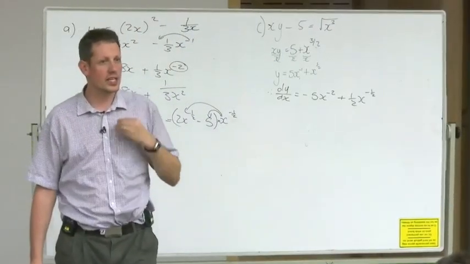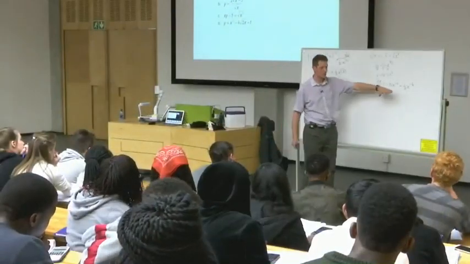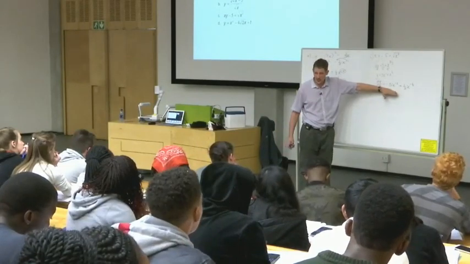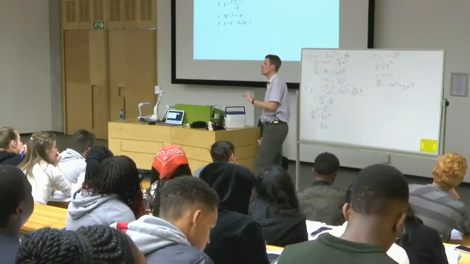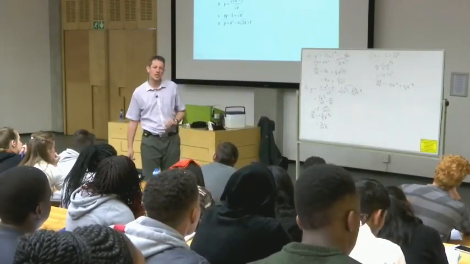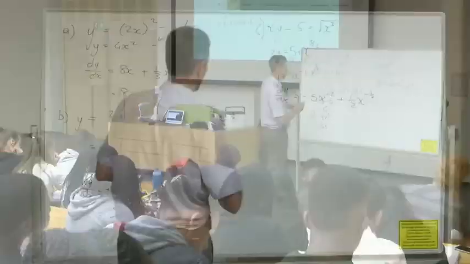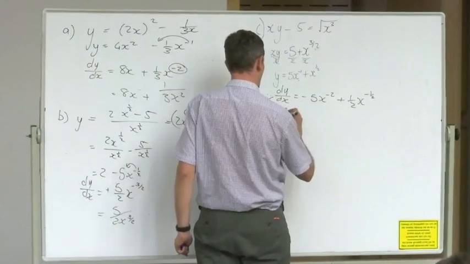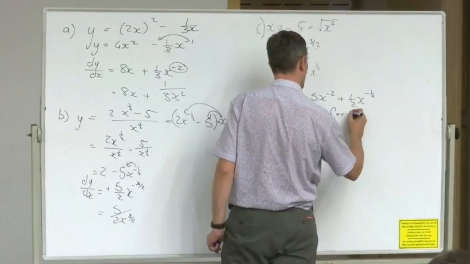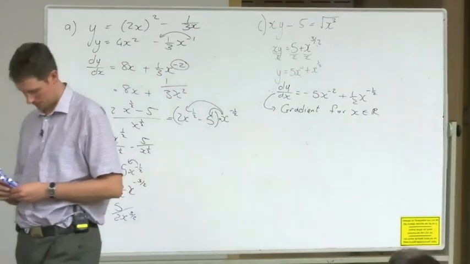Busihle is telling you that this answer is the equation for the gradient for x, an element of real numbers. So this is the gradient for x, an element of real numbers.